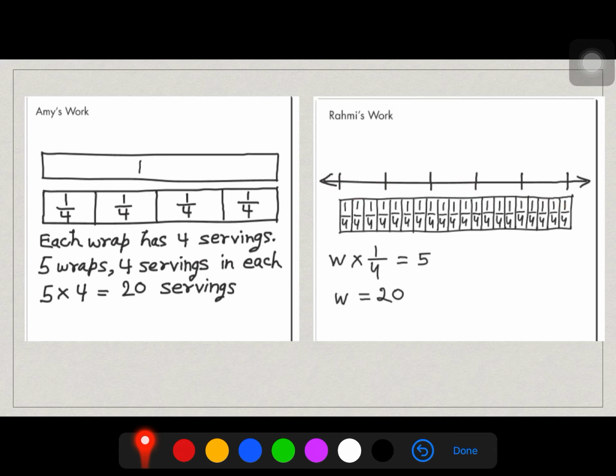Ramey just made the whole visual here. He took 5 and split it up into fourths. So he said, 1/4 of what number would give me 5? And he said it'd have to be 20. He took 5 whole ones and divided into fourths, and he got 20.